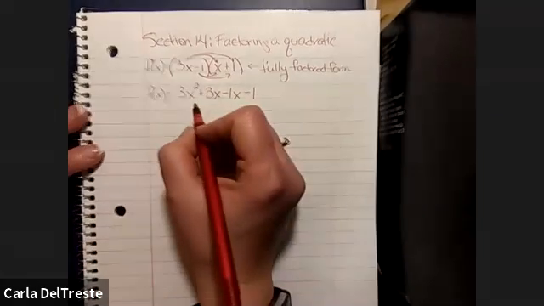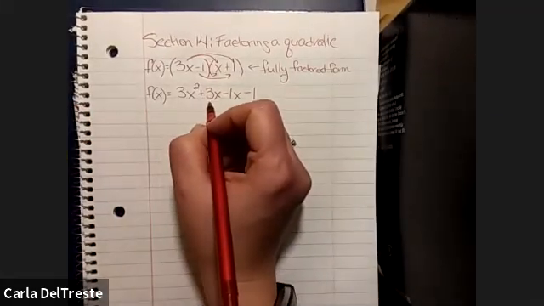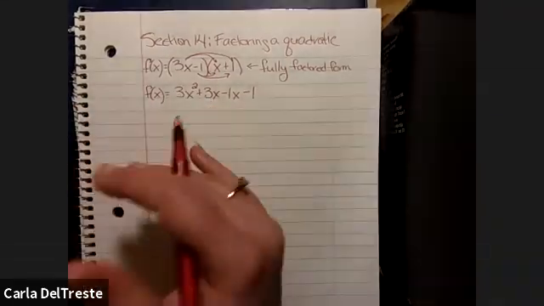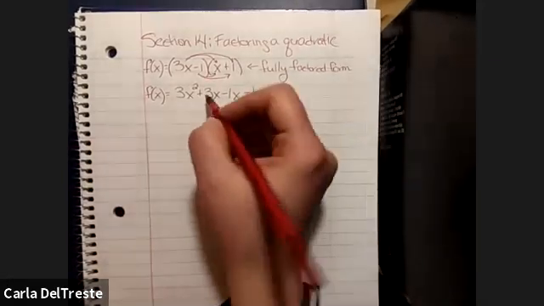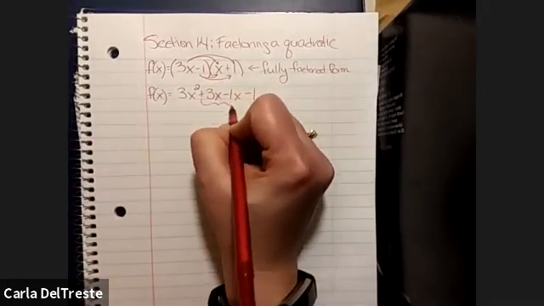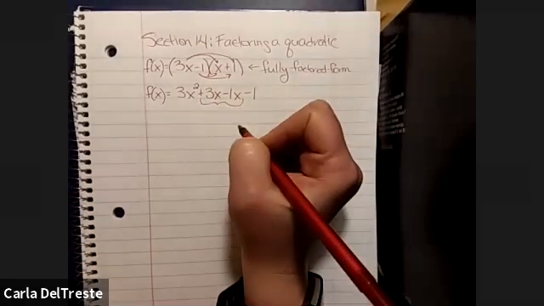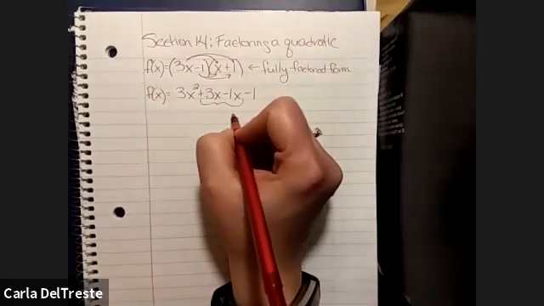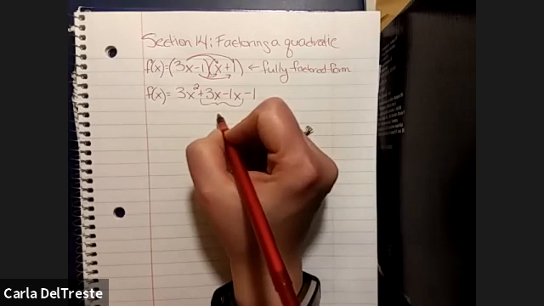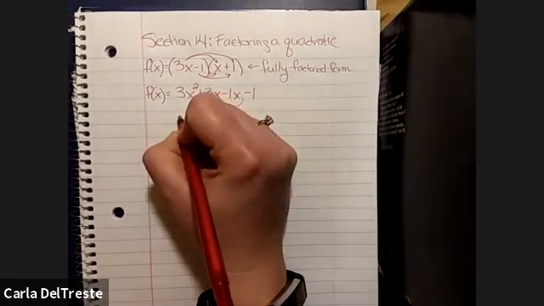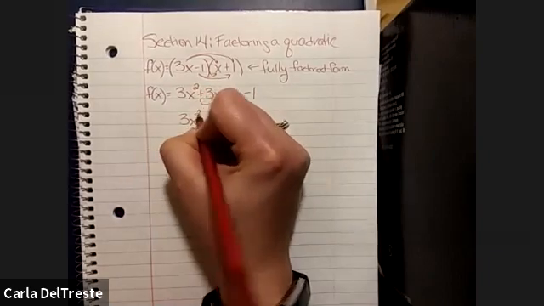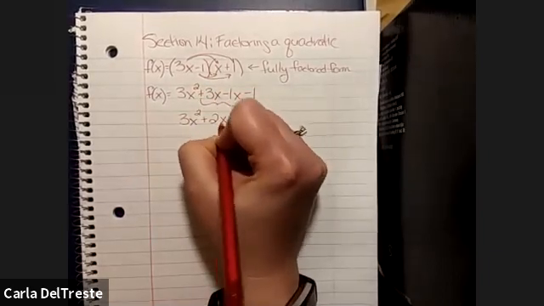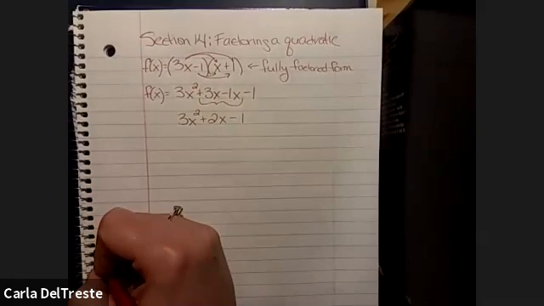And this is what I want to draw your attention to, because this is where we want to get with factoring. Notice how these two terms are going to add together to get me my middle term. So when I add these together, I'm going to get 3x squared plus 2x minus 1.